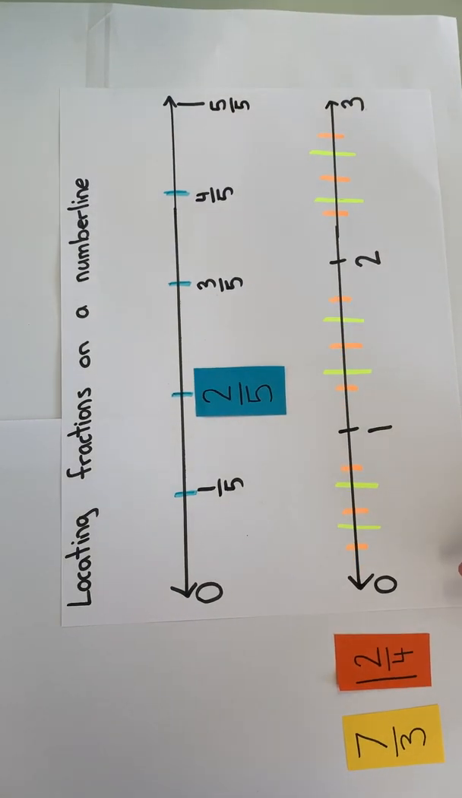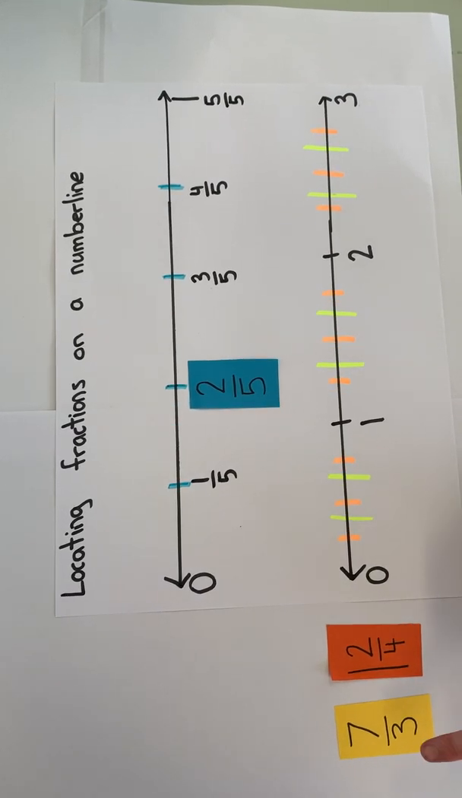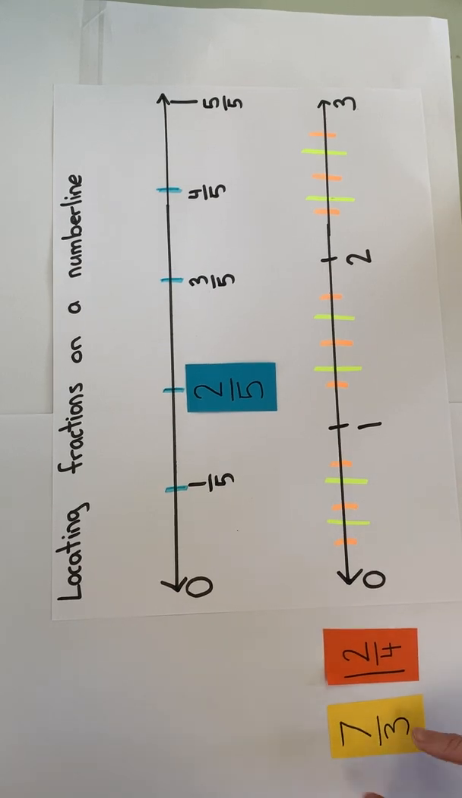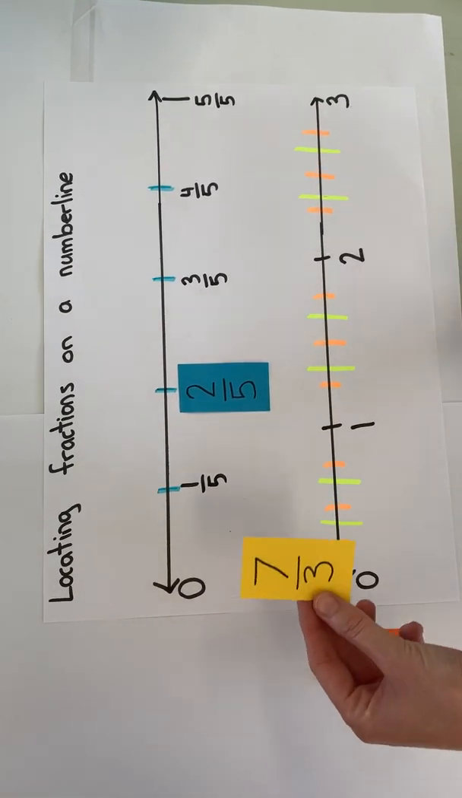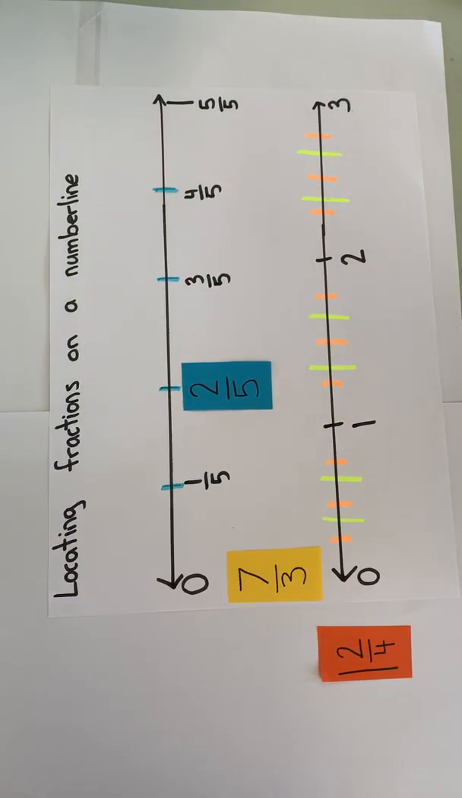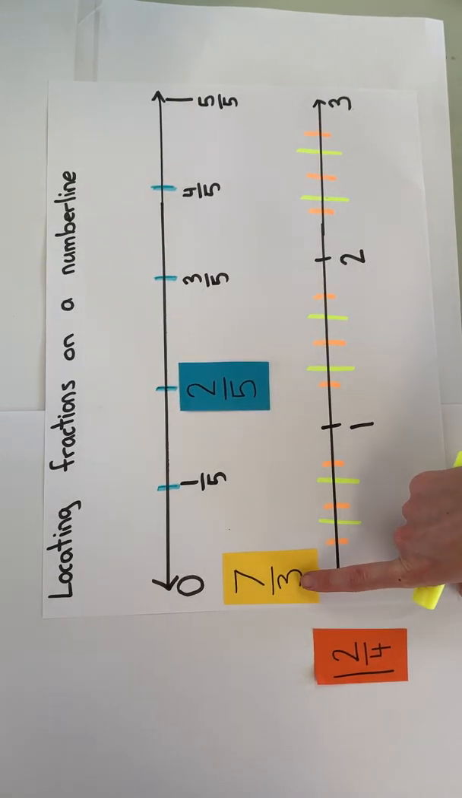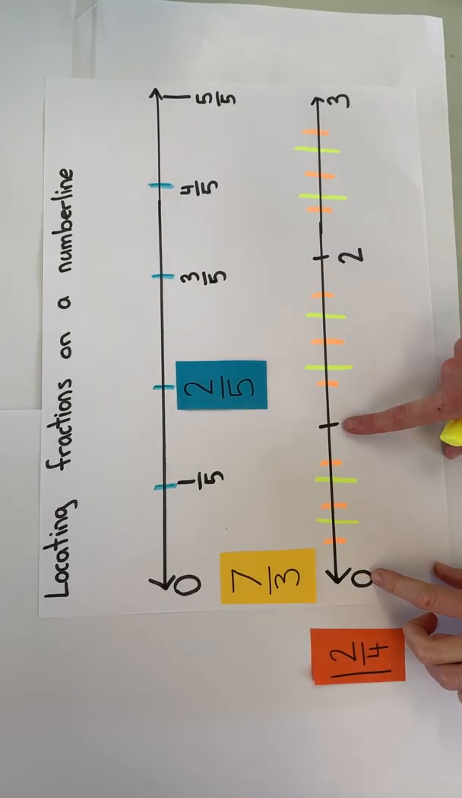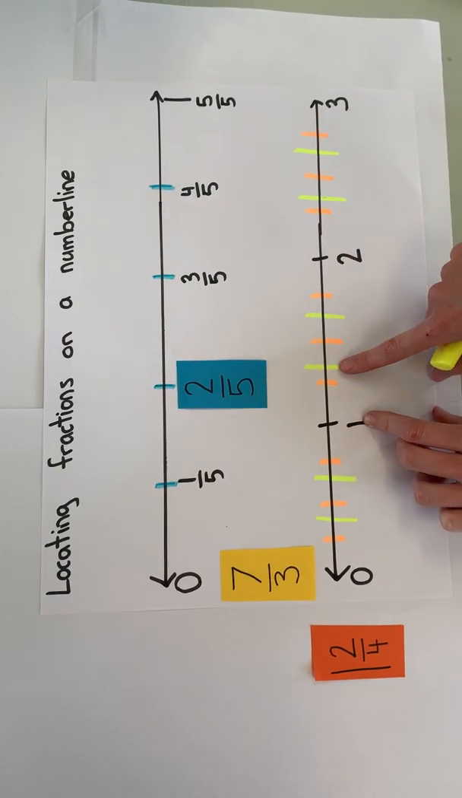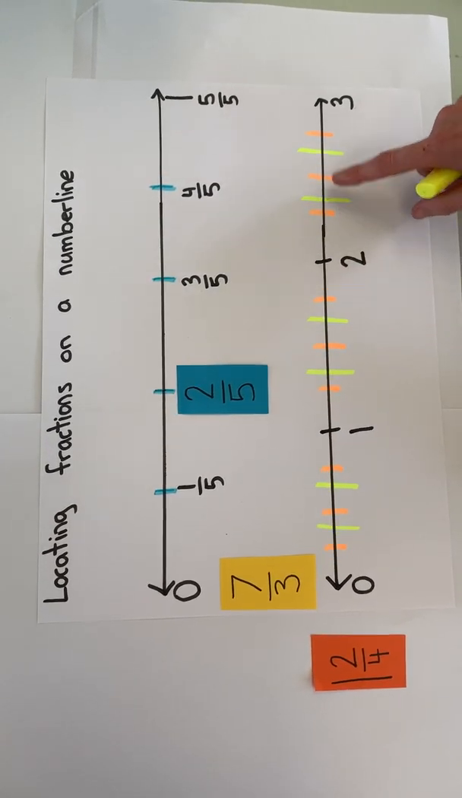Now the next number line here is between 0 and 3, and we'll be locating improper fractions and a mixed fraction. So let's have a look at the improper fraction first. We have 7/3. Now I have broken my number line into 3 parts because that's what the denominator says. So between 0 and 1 we have 1, 2, 3 parts. Between 1 and 2 we have 1, 2, 3 parts. And between 2 and 3, 1, 2, 3.